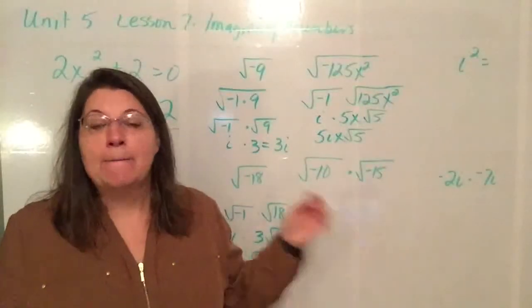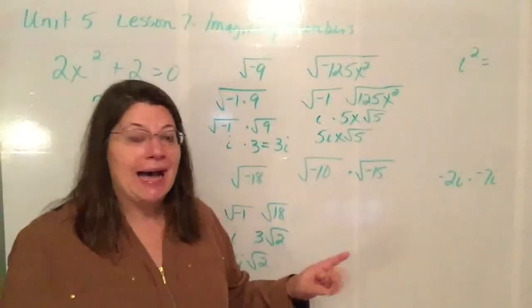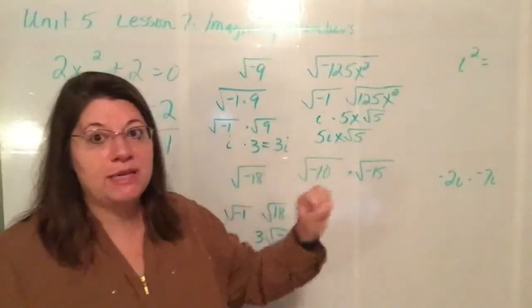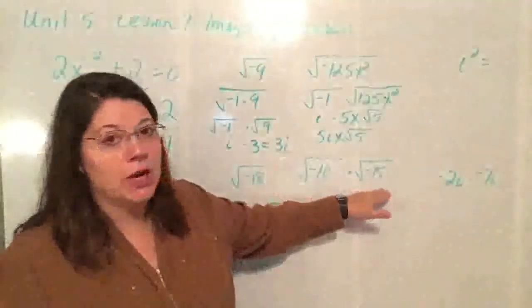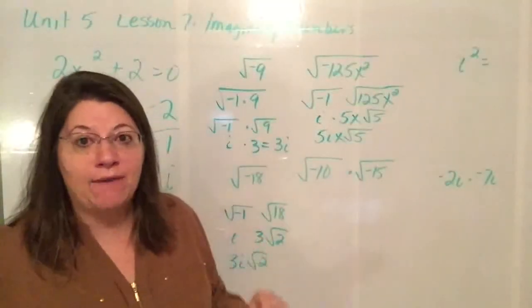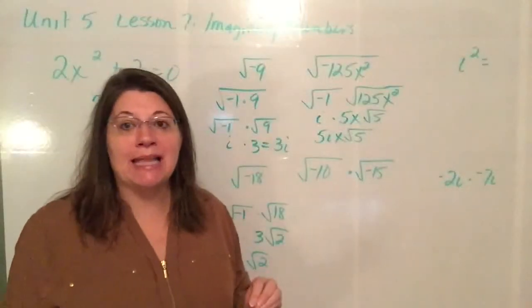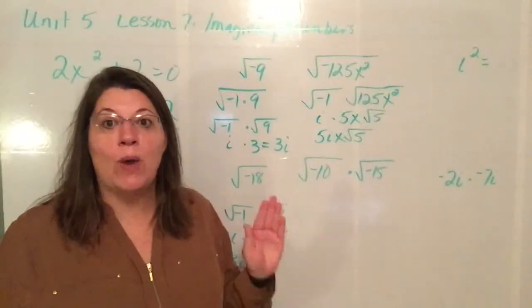That's what you would think. But if you have an i in this, and this, again, is going to be the most common mistake, okay? If you have an i in the root number, the very first thing you have to do is take out the i before you do anything else. You have to do that.